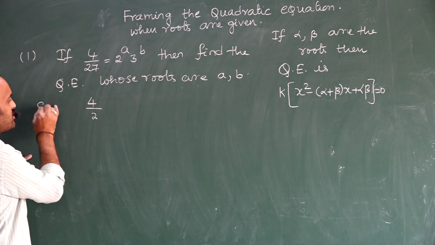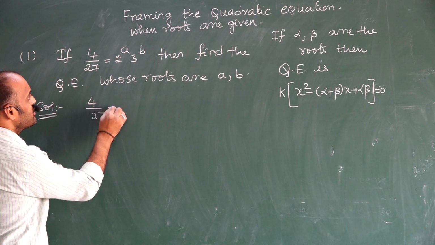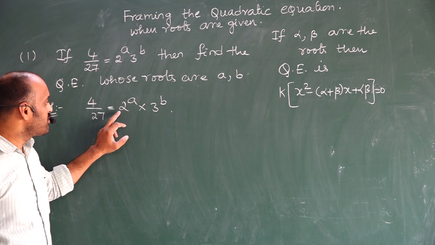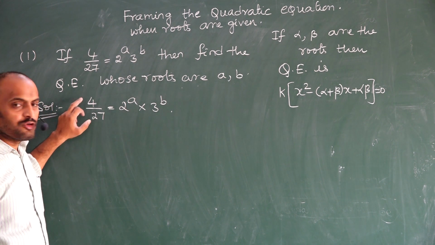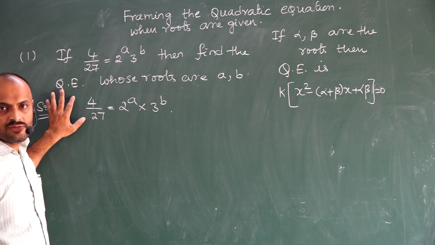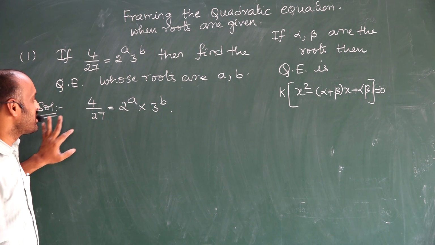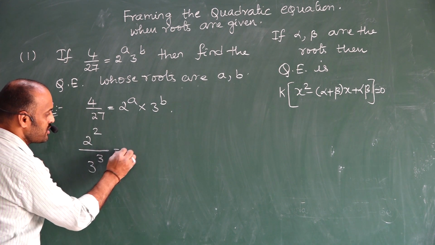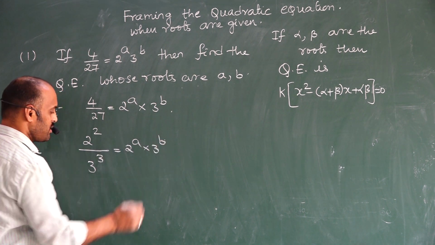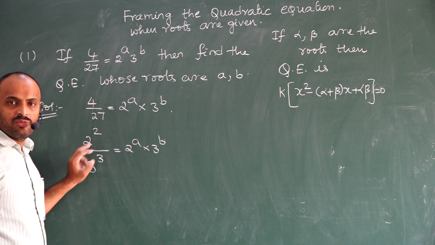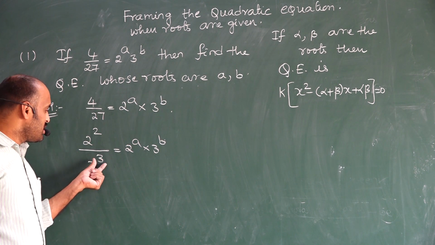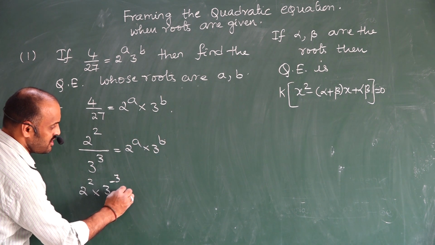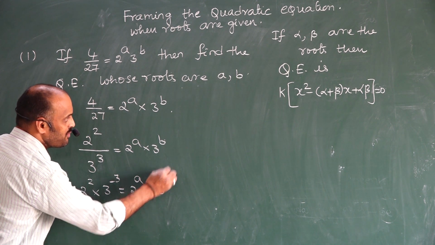4 by 27, what has he given? 4 by 27 is equal to 2 power a into 3 power b. On the right hand side we have 2 and 3, but on the left hand side I have 4 and 27. I'll try to write 4 in terms of 2 and 27 in terms of 3. 4 can be written as 2 square, by 27 can be written as 3 cube, is equal to 2 power a into 3 power b. If anything is in the denominator and you want to send it to the numerator, the positive power will become a negative power. So 2 power 2 into 3 power minus 3 is equal to 2 power a into 3 power b.